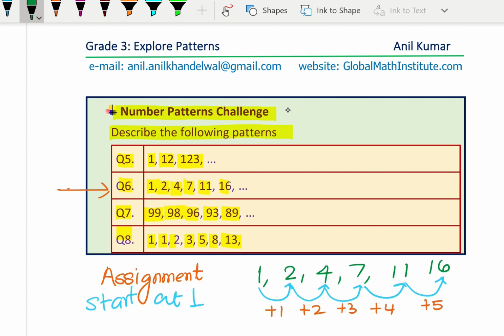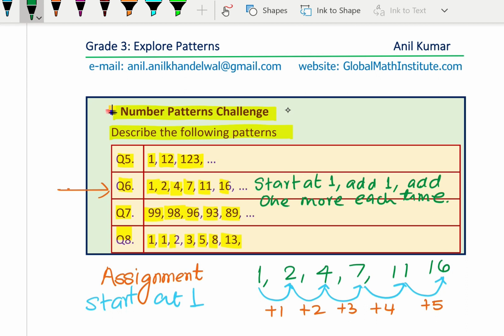So that makes things very difficult. You can actually describe this pattern as start at 1, add 1, and then add 1 more each time. So each time you are adding a different number. You can also add that in the description: add a different number each time, which is 1 more than last time. So there are so many ways to describe these patterns, correct? That gives you a hint for our question number 6.